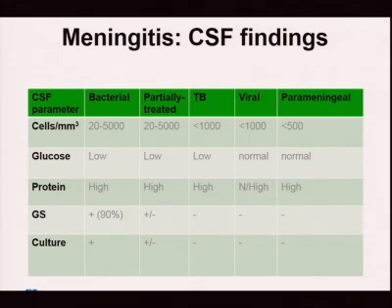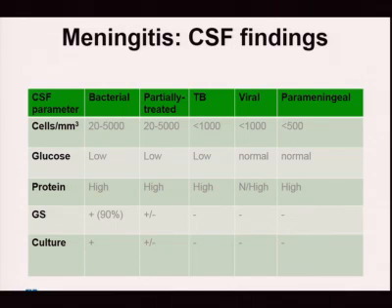The glucose is low in bacterial. Again, doesn't change much with partially treated. Is low, especially later on with TB. Early on, it may be normal. Later on, it's going to be low. And with viral and parameningeal, normal. And the protein is going to be high in all of these, mildly high with a viral process.